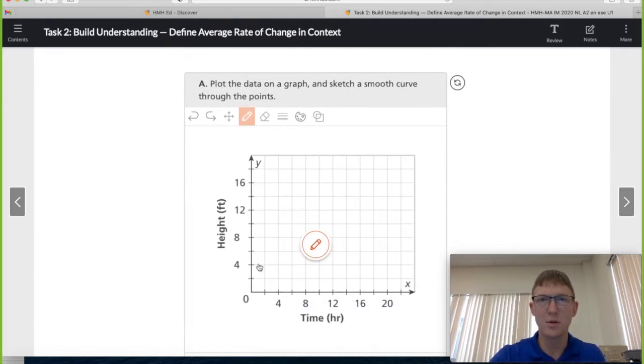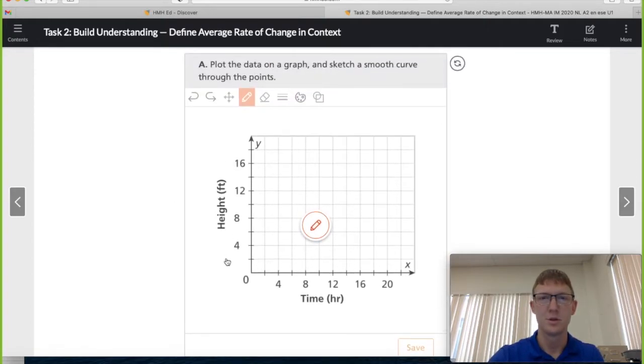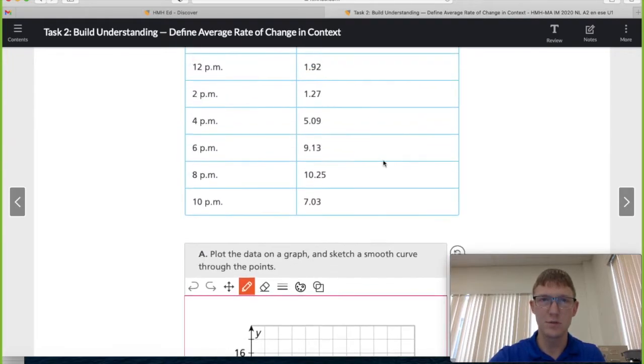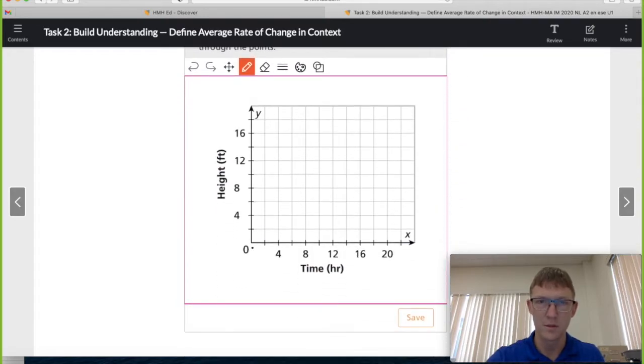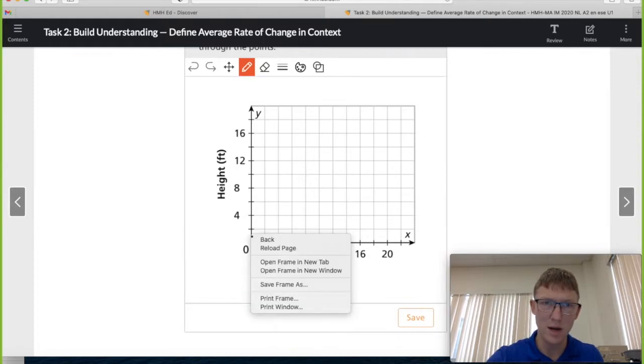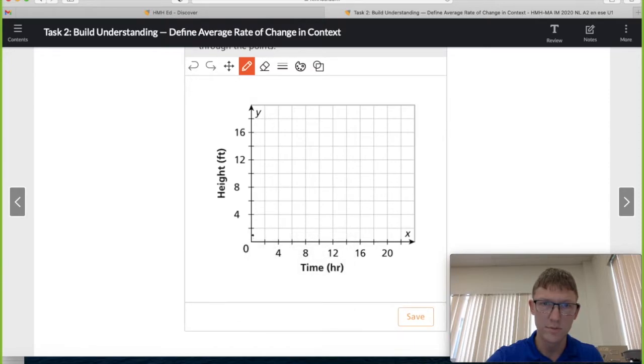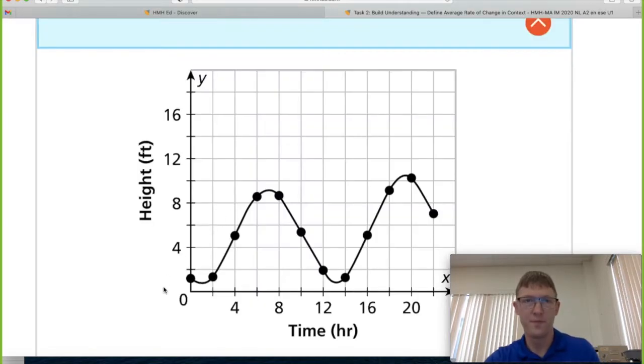So plot the data on the graph and sketch a smooth curve through all the points. All we're going to do is take each one of these, 12 a.m., 1.9. So 12 a.m. is probably going to start here, and we'll say 1.9 is right there, kind of close to 2. Like that. So here's our first one at 12 a.m., 1.9 or whatever. And it kind of goes down, and they kind of made that part up. But here's your next line, and then they just had a smooth curve going back and forth.